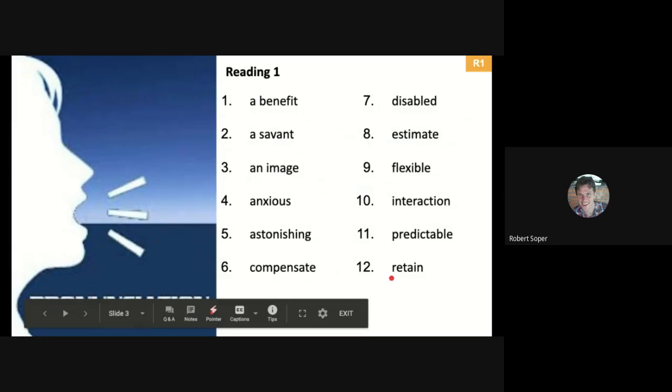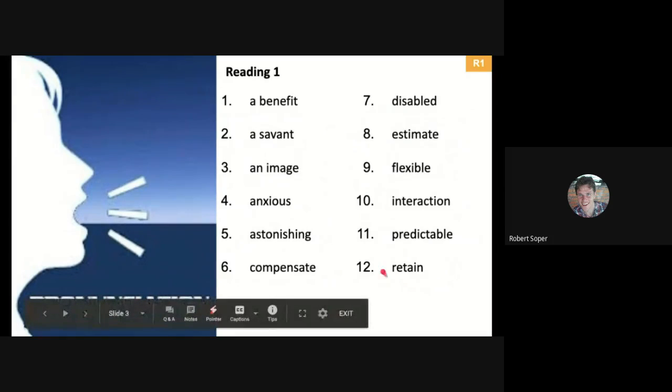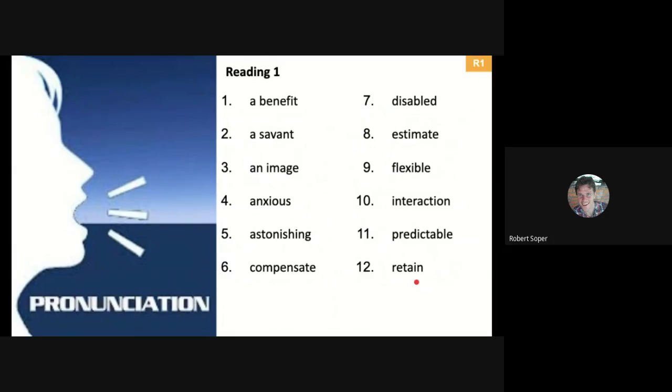Okay, very good. Now that you've heard the pronunciation one more time, make sure that you pause the video and maybe replay that part until you get your own pronunciation correct. Pay particular attention to this little one, retain. Make sure that you are stressing the tain, okay? So retain.